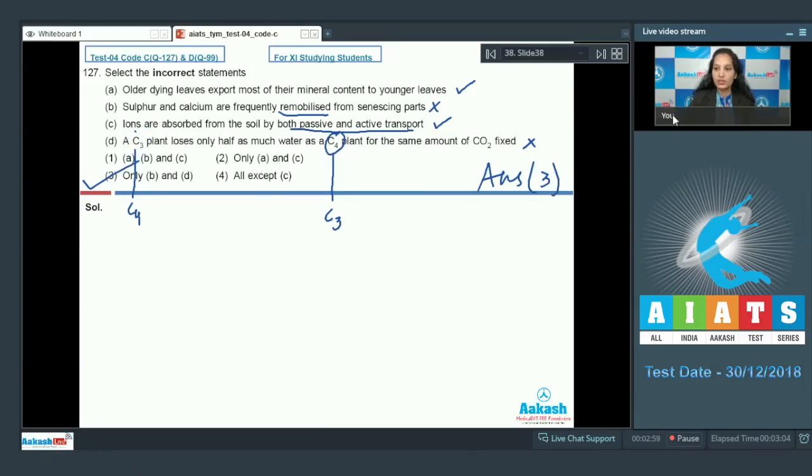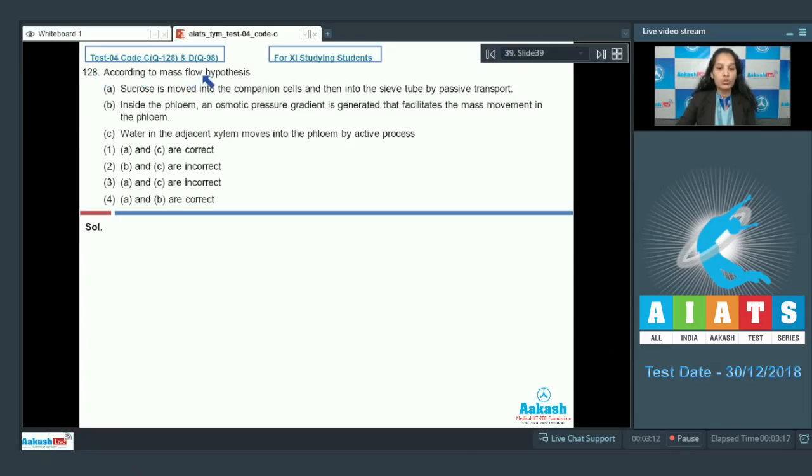Let's move on to the next question. Question number 128. According to the mass flow hypothesis, A. Sucrose is moved into the companion cells and then into the sieve tube by passive transport. B. Inside the phloem, an osmotic pressure gradient is generated that facilitates the mass movement in the phloem. C. Water in the adjacent xylem moves into the phloem by active process. Option 1, A and C are correct. Second, B and C are incorrect. Third, A and C are incorrect. Fourth, A and B are correct. Find whether these statements are correct or incorrect.